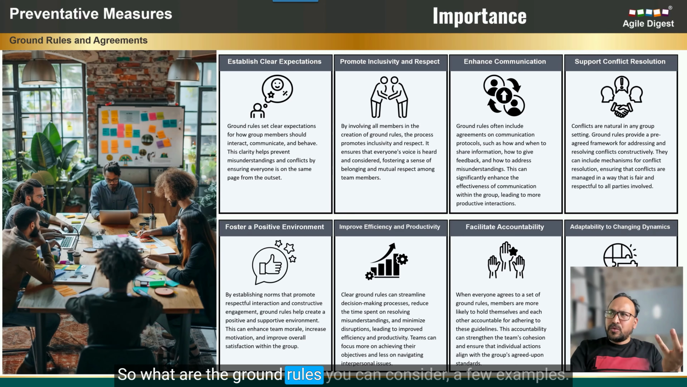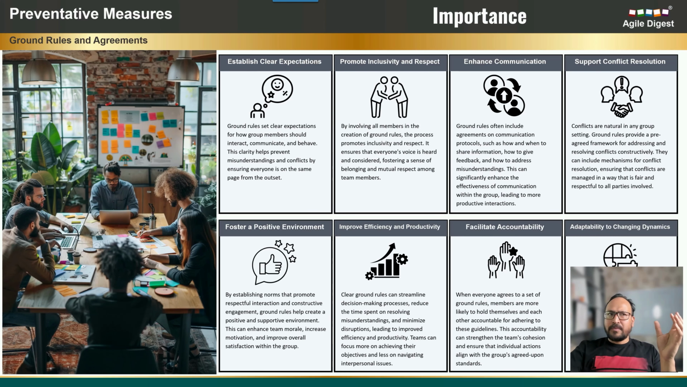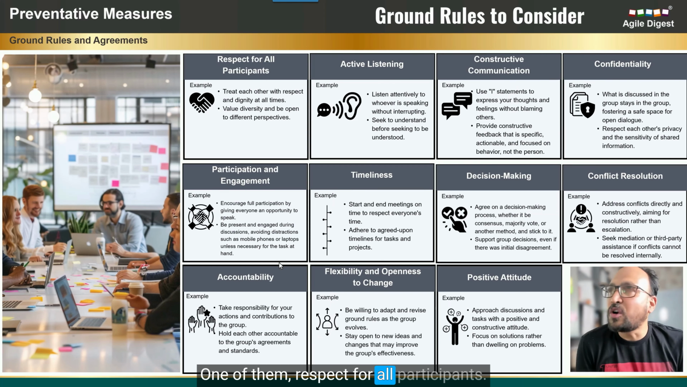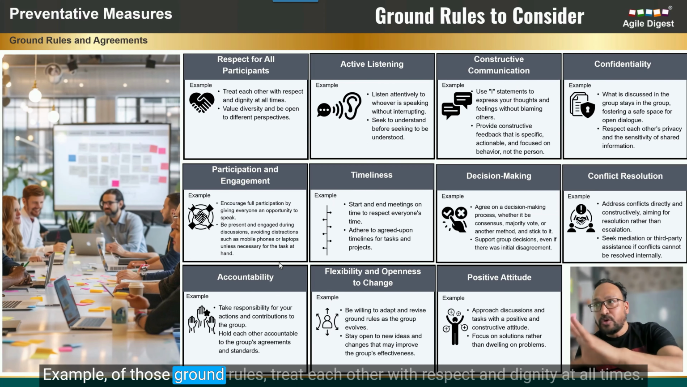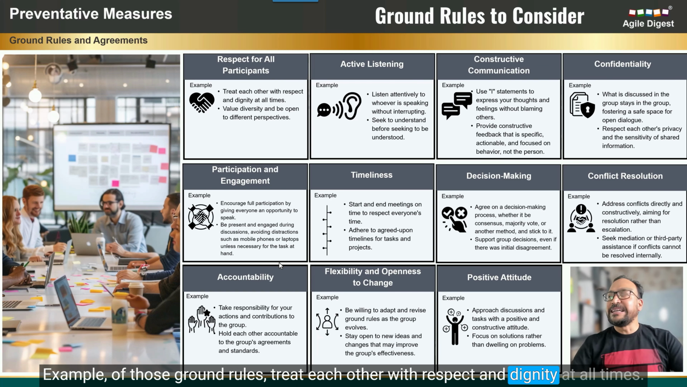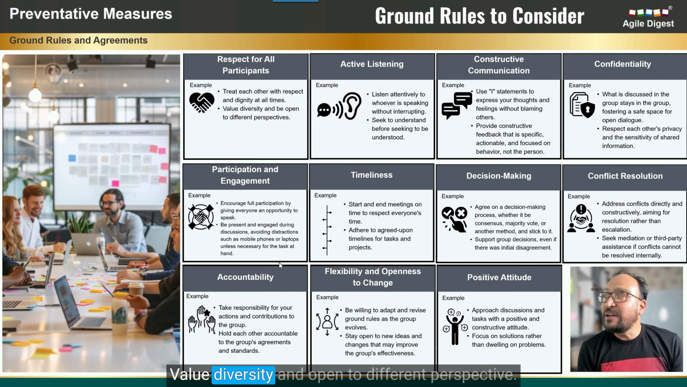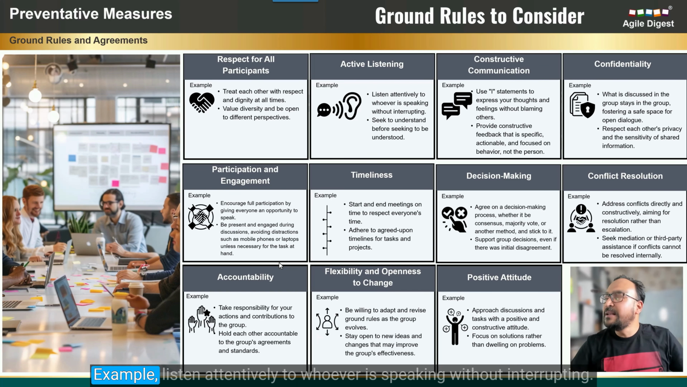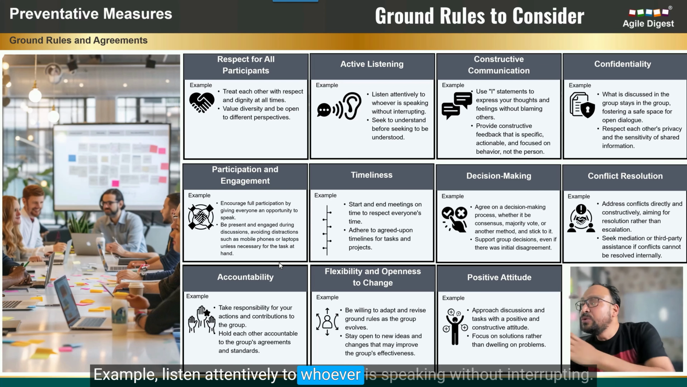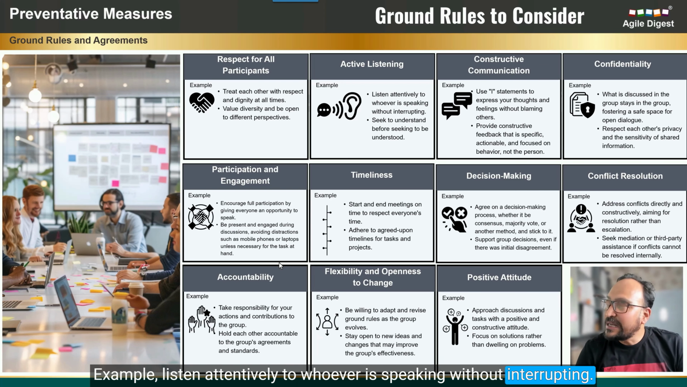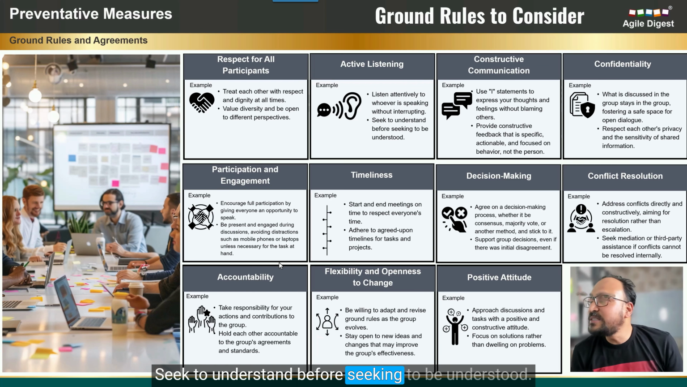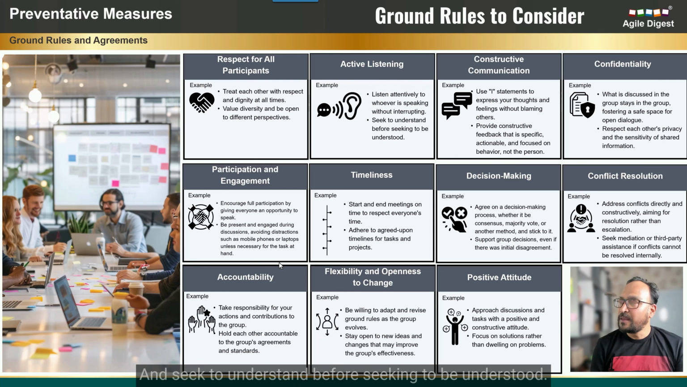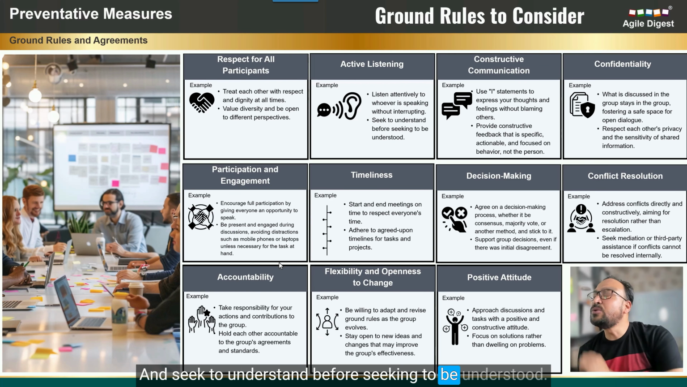So, what are the ground rules you can consider? A few examples. We will bring up some examples over here. One of them, respect for all participants. Example of those ground rules: treat each other with respect and dignity at all times. Value diversity and be open to different perspectives. Active listening. Example, listen attentively to whoever is speaking without interrupting. Seek to understand before seeking to be understood.